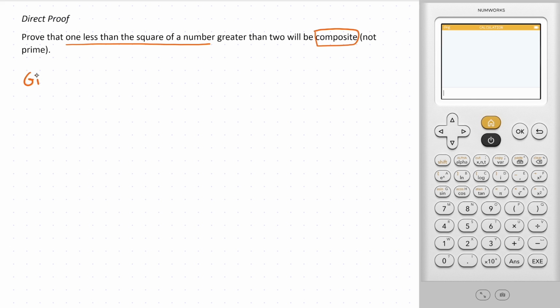So I always like to start a proof by writing out the given and the goal. So our given here is n greater than 2, and I'll add this other thing, n an element of the natural numbers, meaning that it's a counting number. It's not 1 or 2, but it's 3, 4, 5, 6, etc. So it's a counting number.